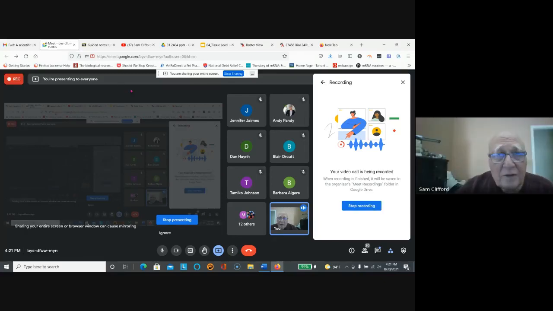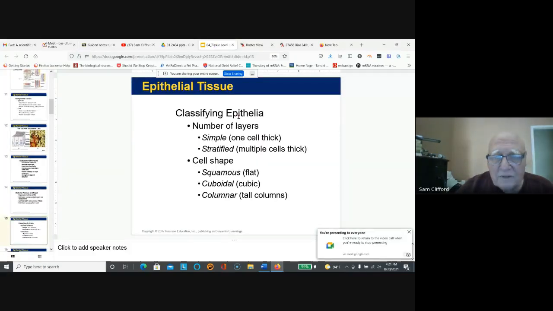Okay, let's go back to PowerPoint. So how do we classify epithelial tissues? Whether it's simple and has one cell thick, whether it's stratified and has multiple cells. Cell shape: flat, cubic, or tall columns.